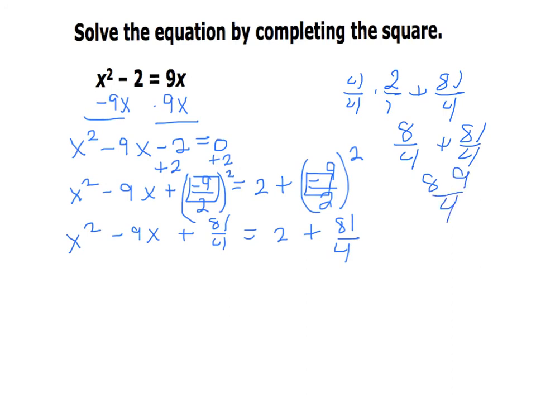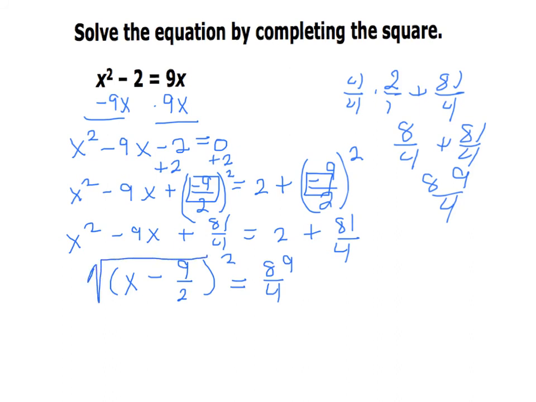Okay, so let's clean this up, and as I'm writing this part down, I'm going to go ahead and write the factored form of it. So it's going to be x minus, remember the number that goes right here is always half of this number, so it's going to be 9 over 2, squared, equal to 89 over 4. Now from here, we have to get rid of the square. So I'm going to take the square root of both sides.